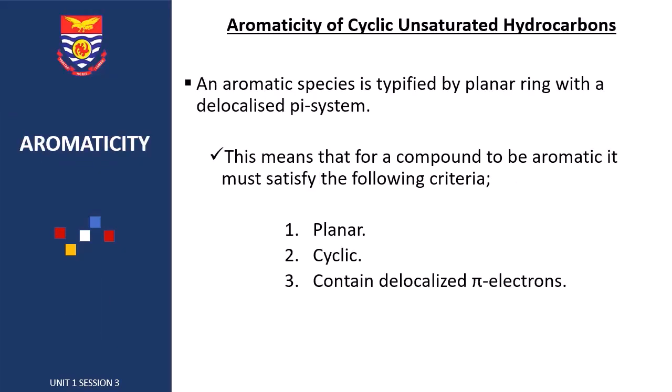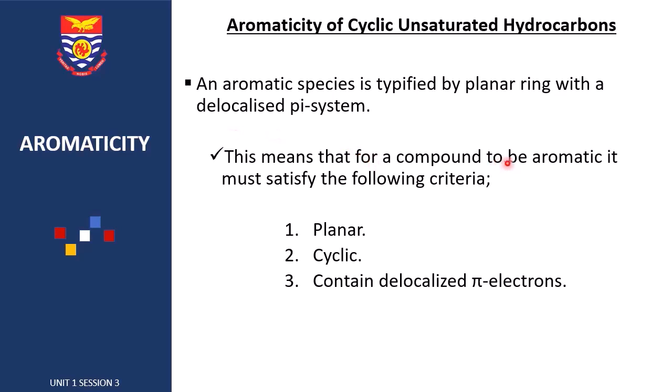Now, based on what we just talked about in the molecular orbital theory in session 2, an aromatic compound or aromatic species is identified by a planar ring with a delocalized pi system. Delocalized pi system meaning that the pi electrons in the aromatic system can alternate, leading to conjugation and then of course resonance.